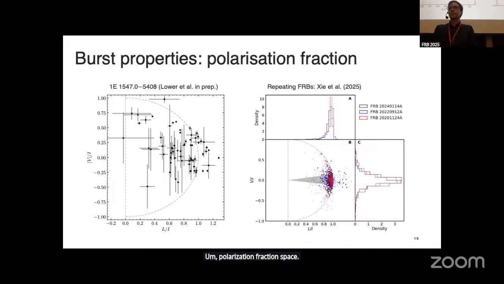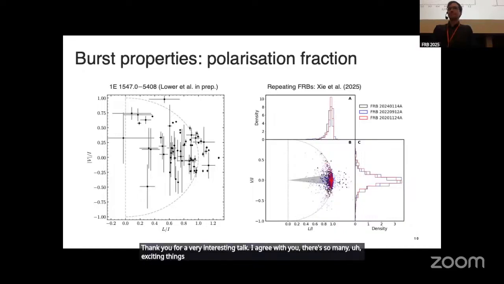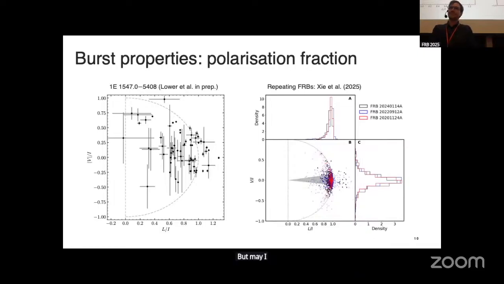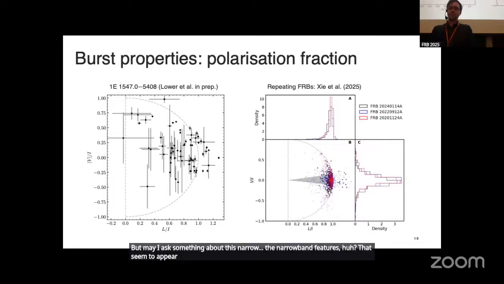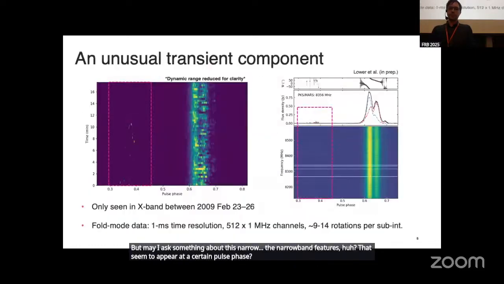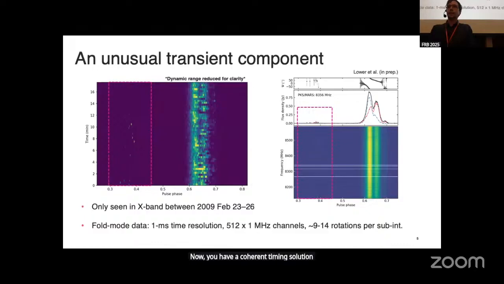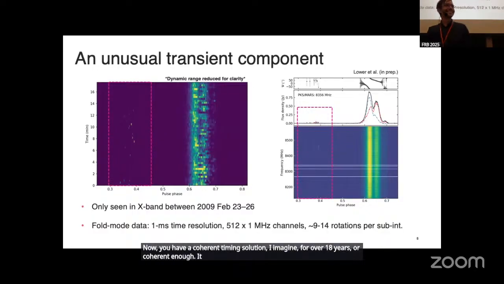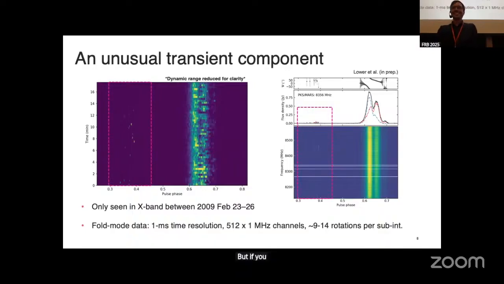Okay, question from Younes. Thank you for a very interesting talk. I agree with you, there are so many exciting things going on in this magnetar. You could talk about it for an hour. But may I ask something about the narrowband features that seem to appear at a certain pulse phase? Now you have a coherent timing solution, I imagine, for over 18 years, or coherent enough. It seems connected anyway. But if you just looked at these, could you find the periodicity from these?